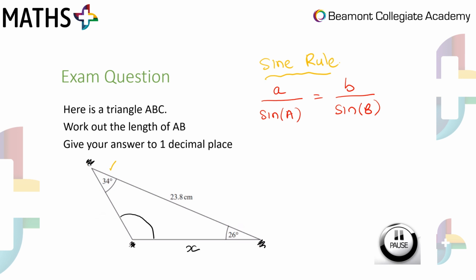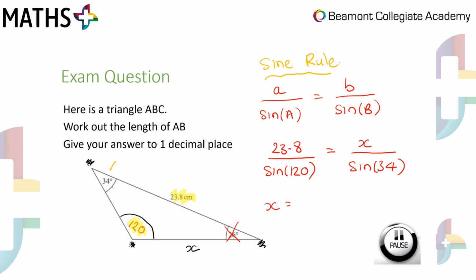So 180, take away 34, take away 26. So this missing angle here was 120. Now I need that because that 120 is paired with the 23.8. So 23.8 divided by sine of 120 is equal to the length I'm trying to find divided by sine of 34. Really important we use the 34 because that is the one opposite the length. So I'm not using the 26 within the sine rule, I just use the 26 to find this missing angle.